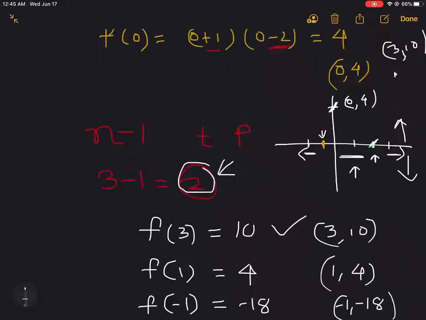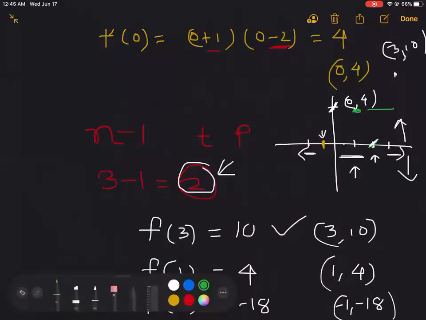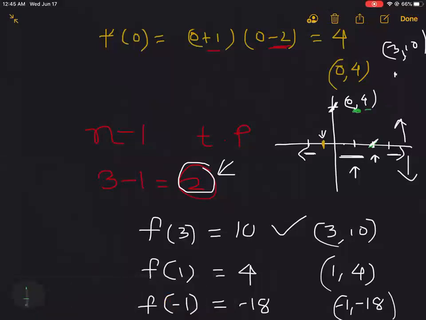So for 1, 4, that's my 1. So 1, 4 will be somewhere here, right? Let me use a different color for it. This will be 1, 4, okay? And I'll have a -1, -18. That's my -1. So -1, -18 will be somewhere down here. Let's say that's here, okay?